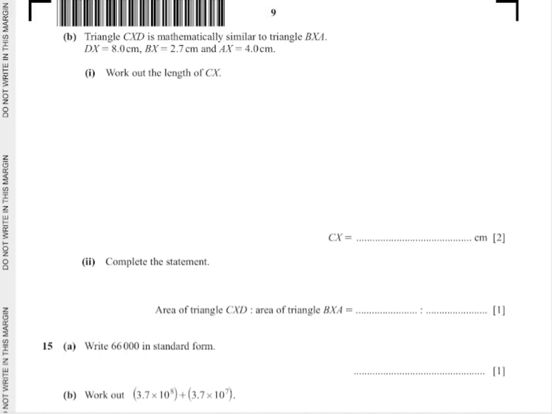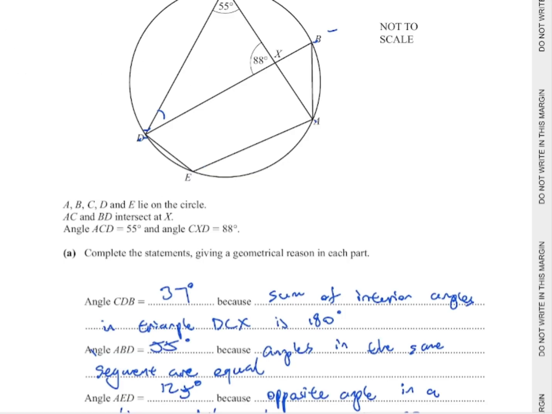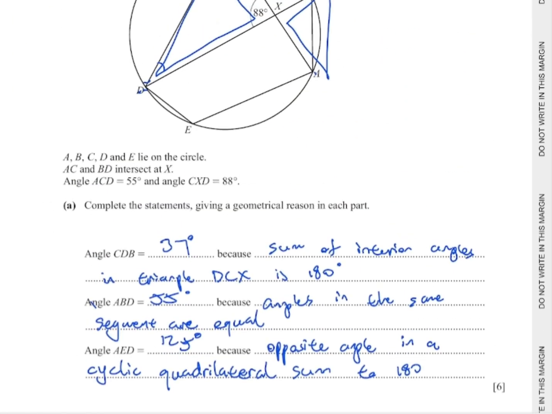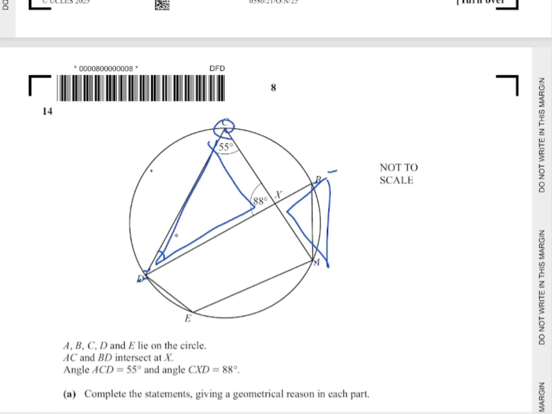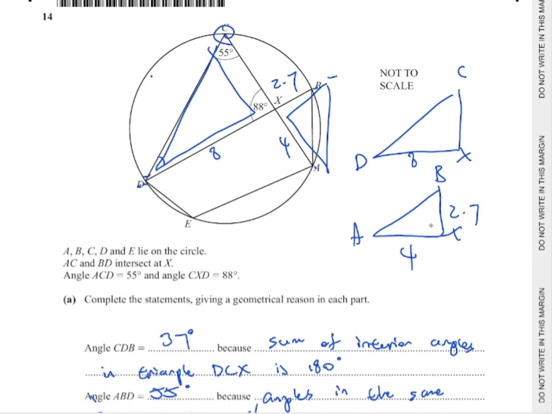Triangle CXD is mathematically similar to triangle BXA. CXD is this one. BXA is this one. Mathematically similar. And we have DX equals 8, BX equals 2.7, and AX equals 4. So we have BX 2.7, DX 8, and AX 4. So we know that it's a 2-to-1 ratio.